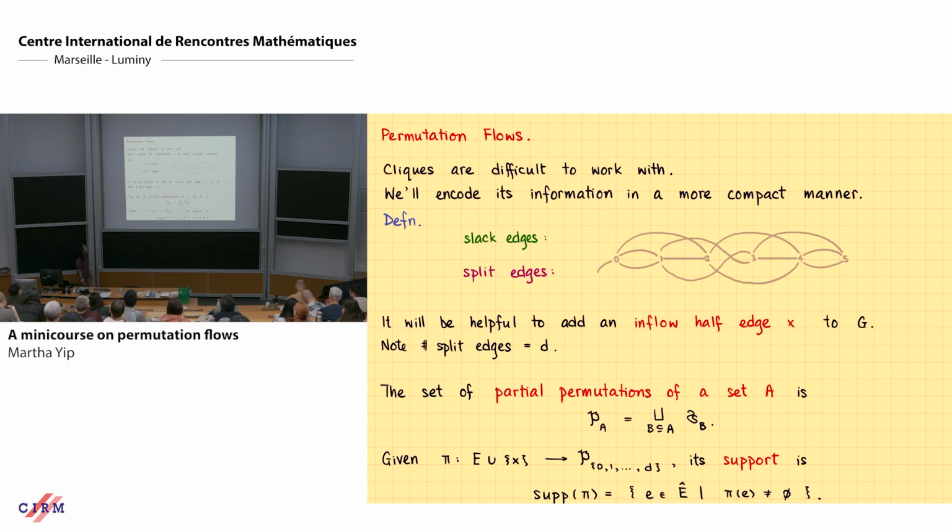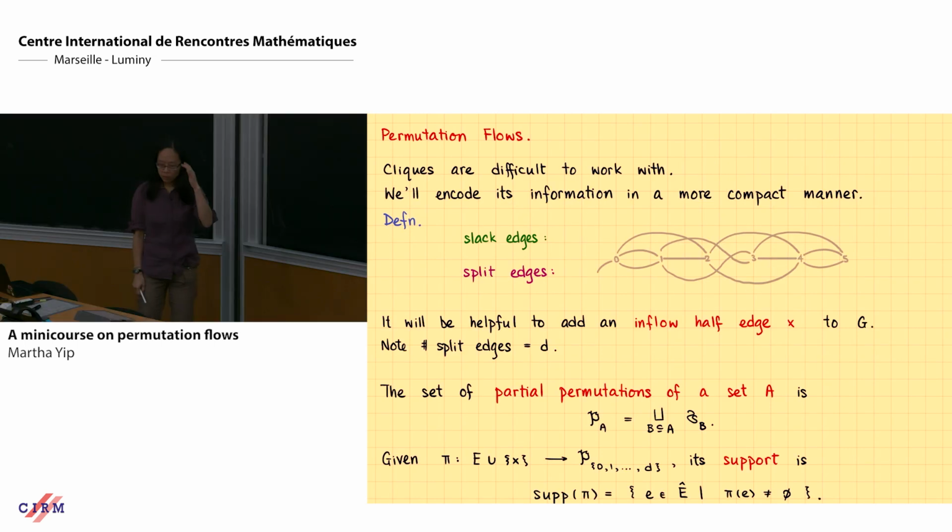Right, so the first part of the talk, maybe I've tried to convince you a little bit that cliques are hard to work with, especially when the dimension goes up and your graph looks complicated. The goal here is to come up with another combinatorial object that encodes these maximal cliques, or well, just cliques in general. They don't have to be maximal. We'll encode it in a more compact manner.